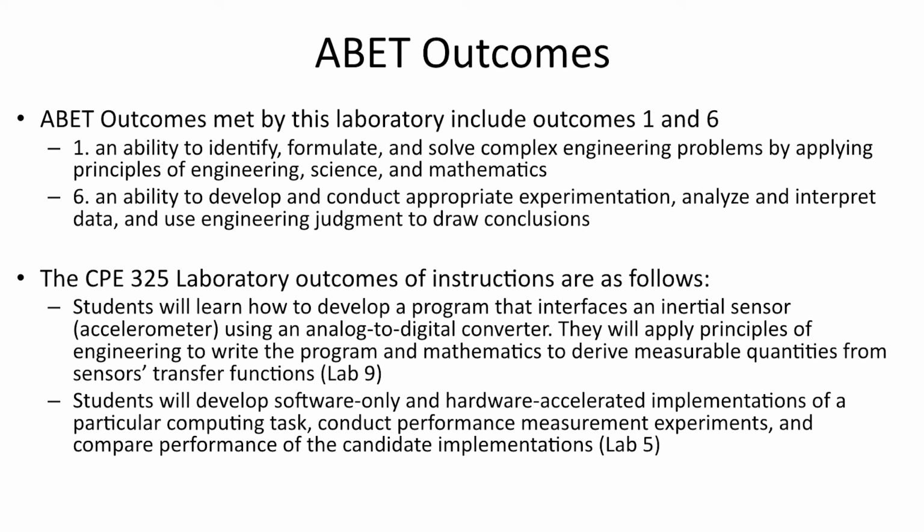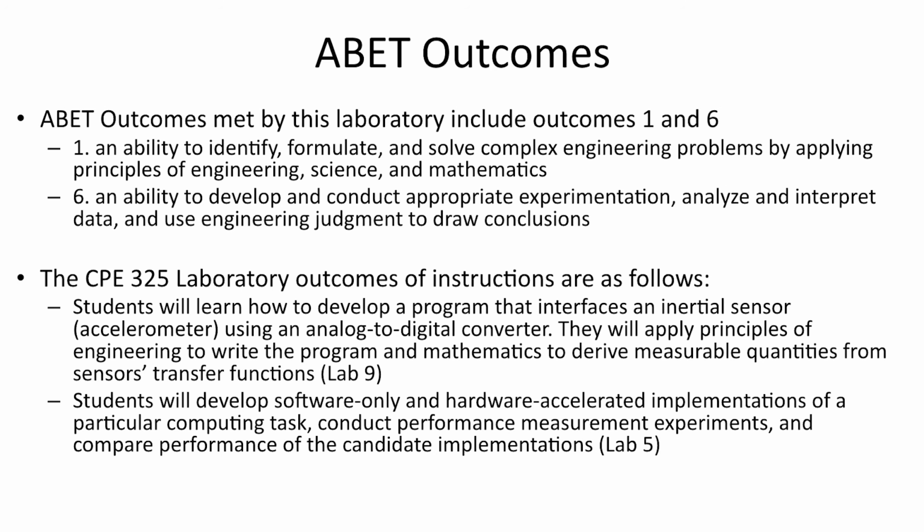Outcome 1 is defined as an ability to identify, formulate, and solve complex engineering problems by applying principles of engineering, science, and mathematics. To cover this outcome, Laboratory 9 is used. In this laboratory, students learn how to develop a program that interfaces an inertial sensor using an analog to digital converter. They apply principles of engineering to write the program and mathematics to derive measurable quantities from sensor transfer functions. The data is converted into force and then communicated via serial communication interface.